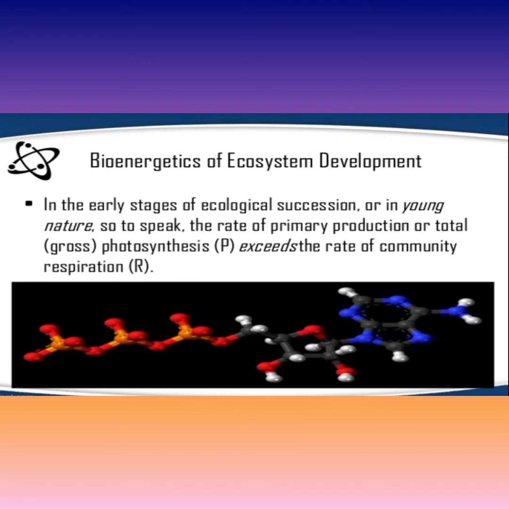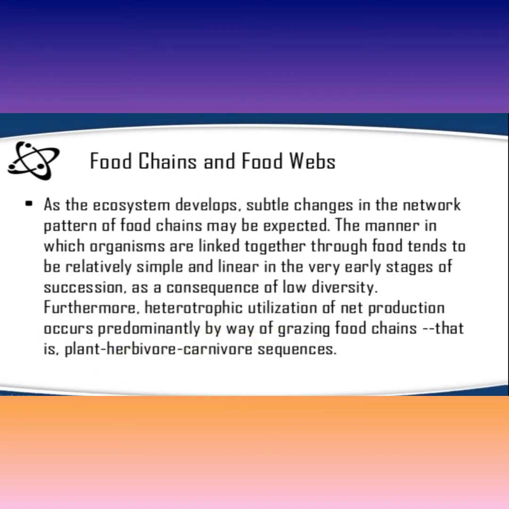Then bioenergetics and ecosystem development. In early stages of ecological succession, or in young nature, the rate of primary production, total gross production, exceeds the rate of community respiration. Food chain and food web: as the ecosystem develops, subtle changes in the network pattern of food chains may occur. The manner in which organisms link together through food tends to be relatively simple and linear in the early stages of succession as a consequence of low diversity. Furthermore, heterotrophic utilization of net production occurs predominantly by way of grazing food chains, that is, a plant, herbivore, carnivore sequence.